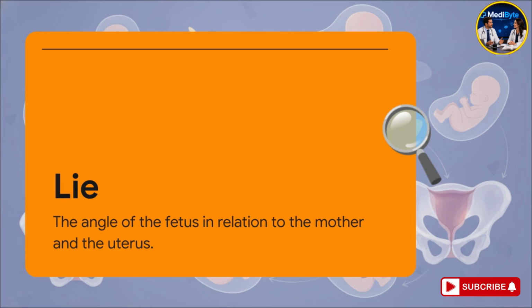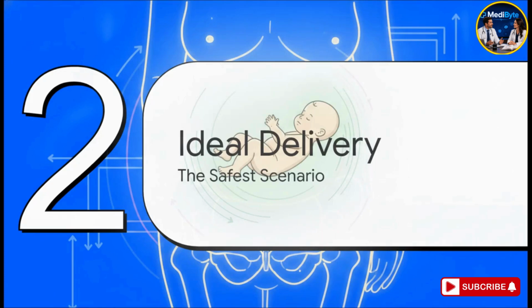Finally, let's define lie. This one refers to the overall angle of the fetus in relation to the mother and the uterus. An up and down angle, where the baby's spine is perfectly parallel to the mother's spine, is called a longitudinal lie, and this is completely normal. Sometimes, though, the baby lies horizontally, which is known as a transverse lie, or even at a diagonal angle, known as an oblique lie.